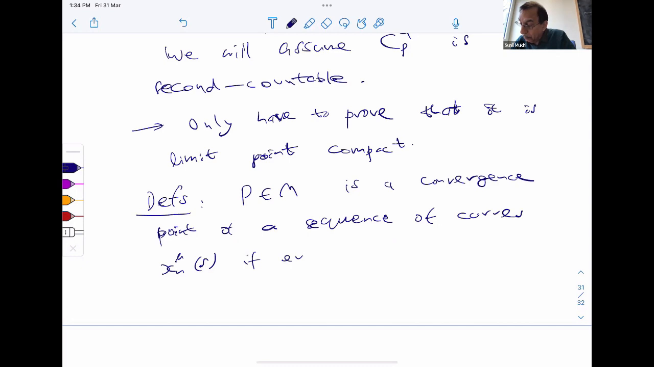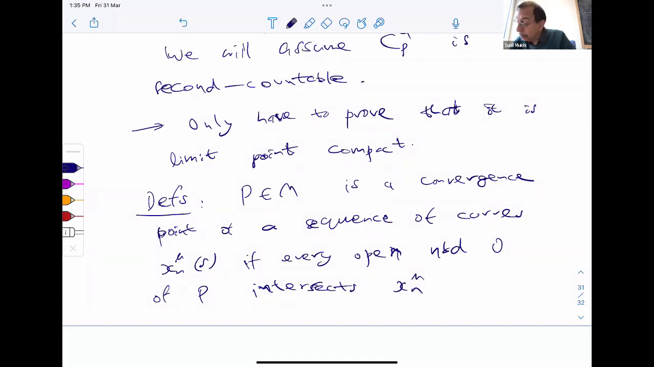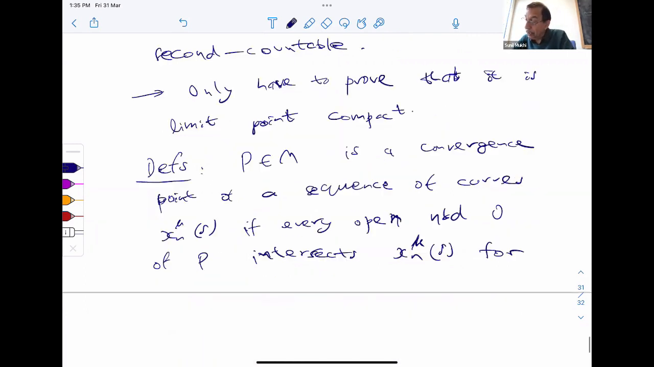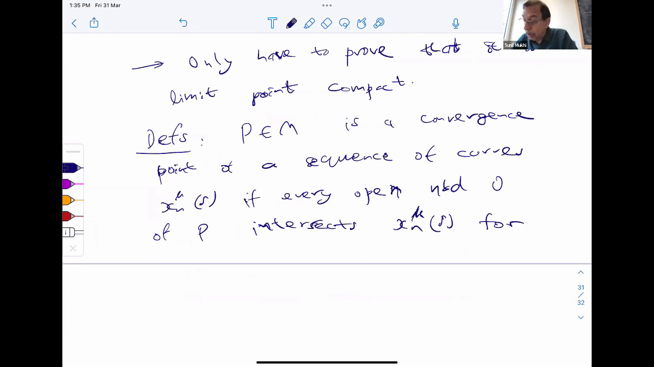If every open neighborhood O of P intersects X_n(S), where X_n(S) is assumed to be the whole curve, like as S varies, all the points you get, that's X_n(S), so it intersects this for all n greater than N, for some capital N.